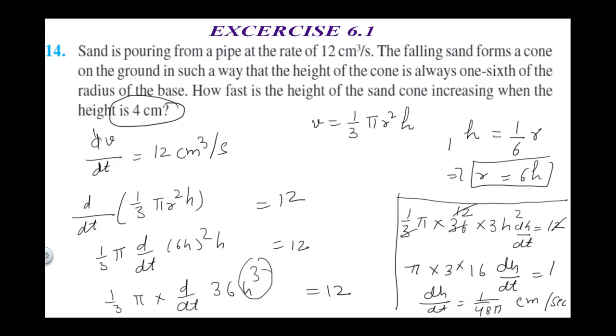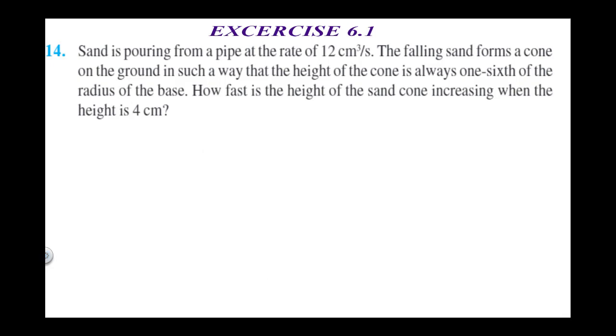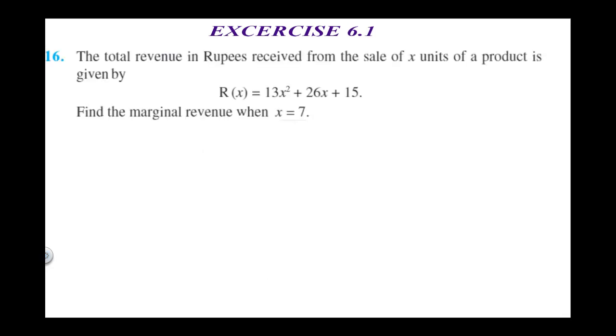Now let us discuss question 16. Here in question number 16, the total revenue in rupees received from the sale of X units of a product is given by, this is the revenue function in terms of X. We have to find the marginal value when X is equal to 7. So we are going to differentiate it.